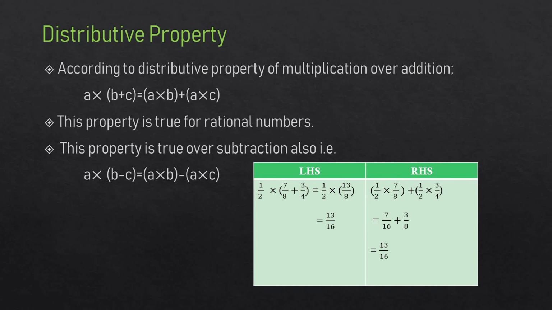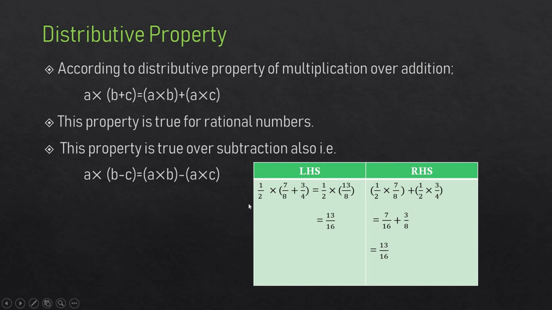According to the distributive property, a cross (b plus c) is equal to a cross b plus a cross c. That is, if you first add 2 quantities and then multiply, or you first multiply and then add, the answer is going to come the same. This property is true for rational numbers and this property is also true over subtraction, that is a cross (b minus c) is equal to (a cross b) minus (a cross c).